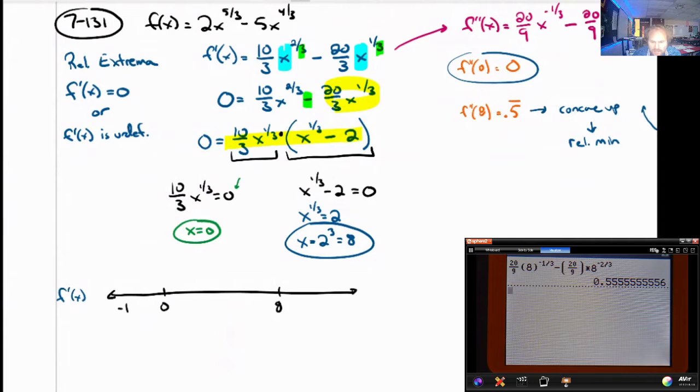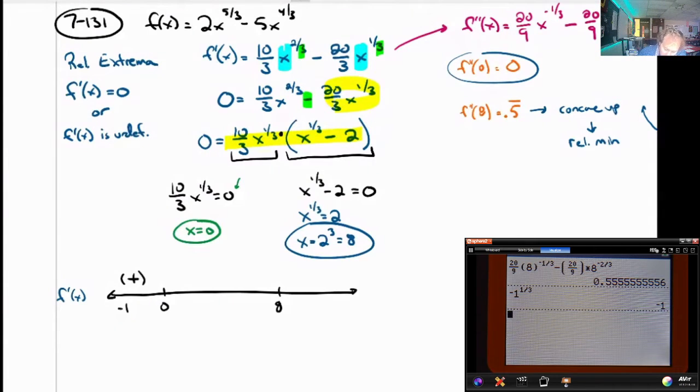If we were to plug in -1 into f prime of x, -1 to the 1/3 power would be a negative number. So the first part would be negative. And the second part would be, let's see, -1 to the 1/3 power. I'm just checking to make sure I know what I'm talking about here. That would be -1. And -1 minus 2 is also negative. So this would actually be positive over here.